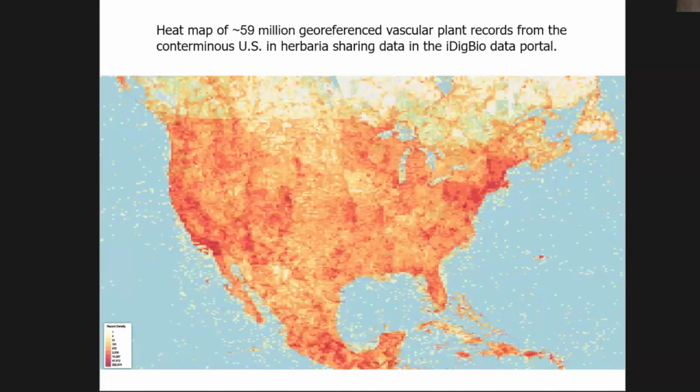So here's an example. This is about 59 million records pulled from iDigBio. These are for terrestrial plants, right? That's important. Look at all these freckles out here in the oceans. Those are errors. They're either extrinsic or intrinsic errors that are associated with those specimens. And so you can imagine that uncertainty or that error across the entire US.